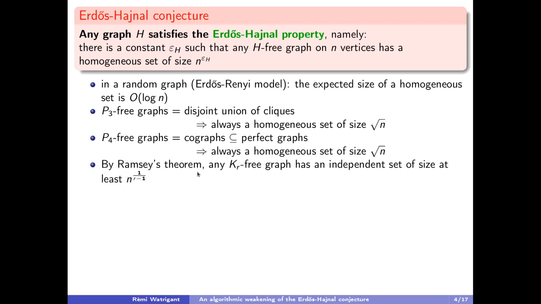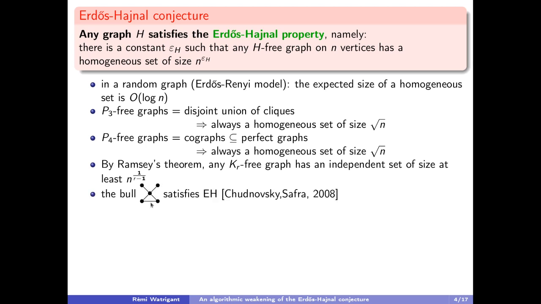For another graph, if you forbid a clique of size r, a fixed clique of size r, then by Ramsey's theorem you can easily prove that there is always an independent set of size at least n to the power of 1/(r-1) by a simple inductive argument. So you can check that triangle-free graphs always have a homogeneous set of size square root of n, an independent set in that case, of size square root of n.